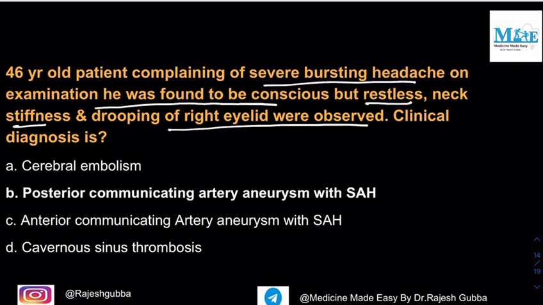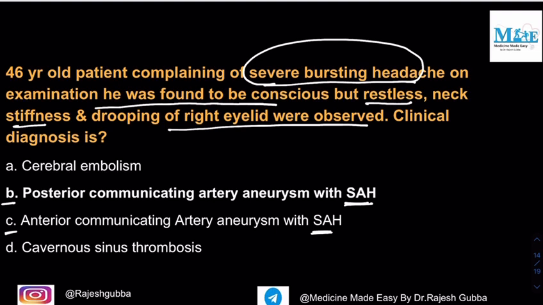So here, very, very important point is the severe bursting headache, right? So what is the clinical condition where you will have the severe bursting headache? That is in case of the subarachnoid hemorrhage. So that particular symptomatology of severe bursting headache will make us narrow down the number of options. So the answer should be either B or C.